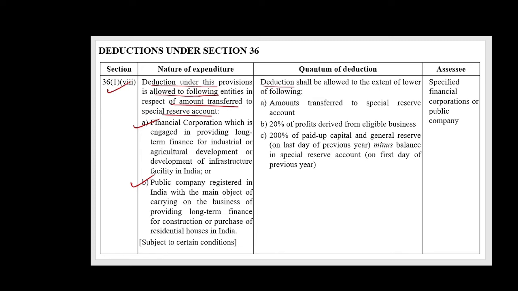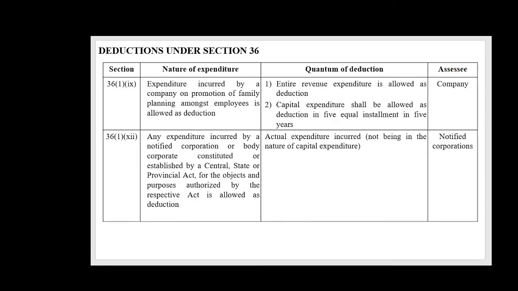The deduction shall be allowed to the extent of least of the following, lower of the following. Amounts transferred to special reserve account, or 20% of profits derived from eligible business, or 200% of paid up capital and general reserve on last day of previous year minus balance in special reserve account on the first day of the previous year. Least of the following will be taken into consideration as amount of deduction. Now, this particular deduction is available to specified financial corporations or public company.